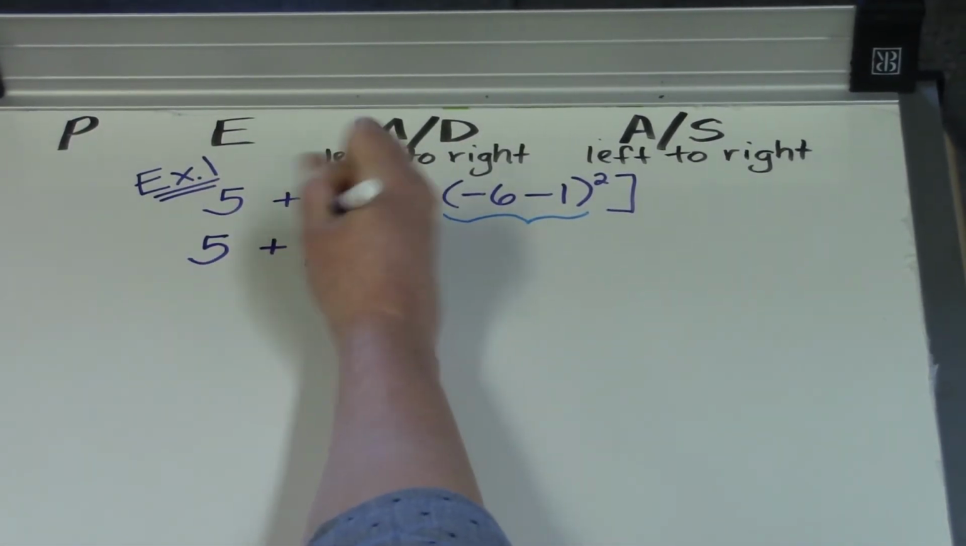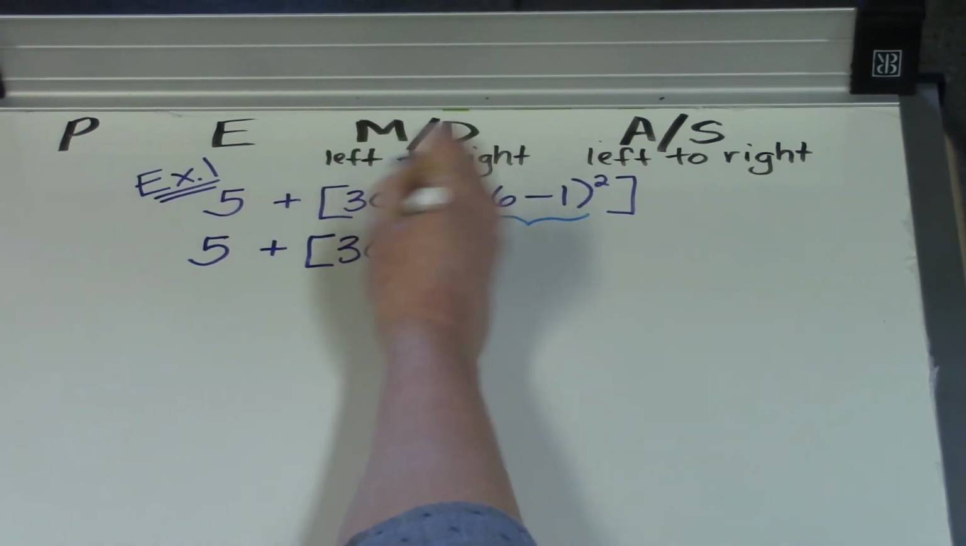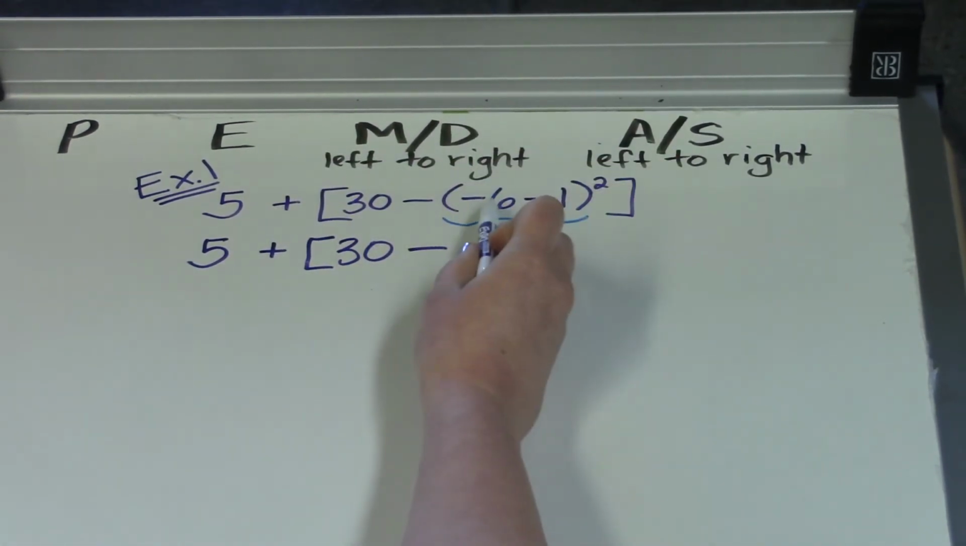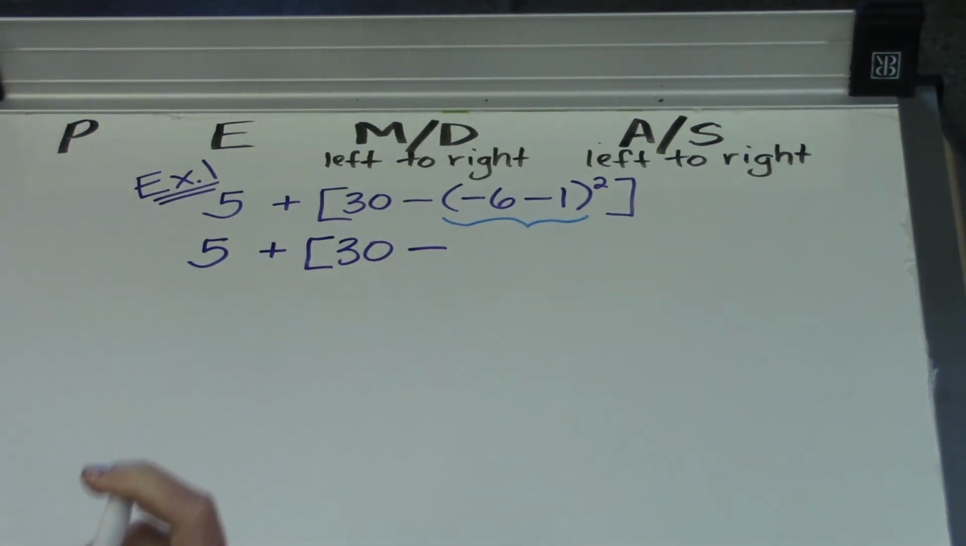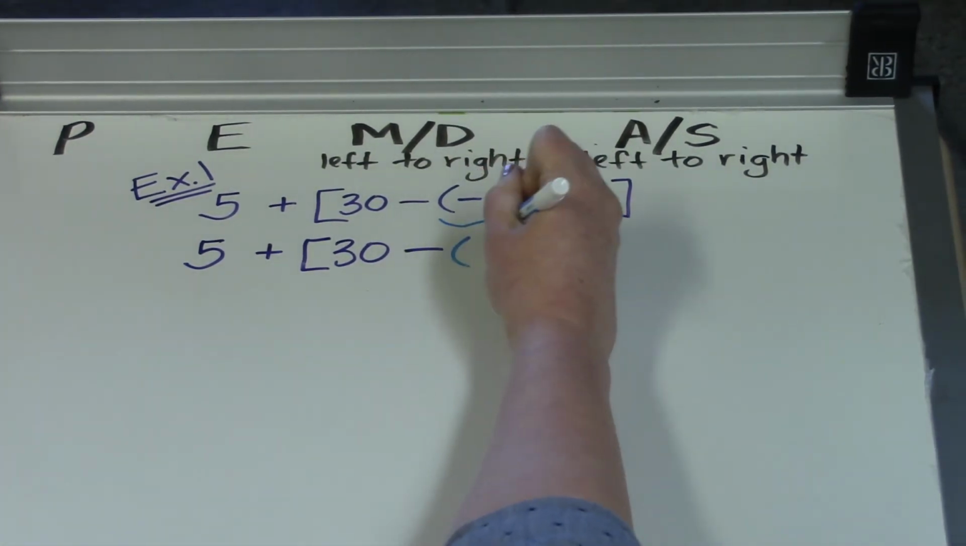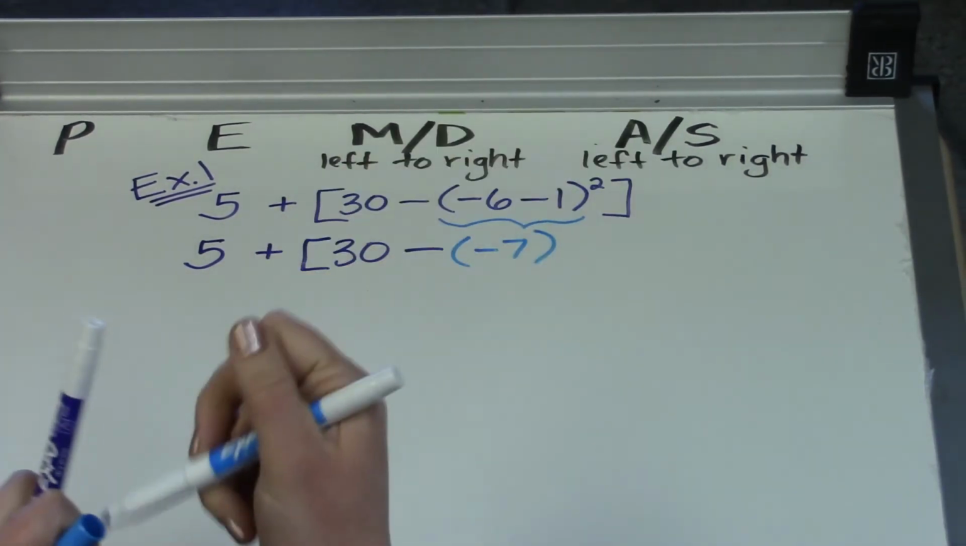So we still have 5 plus the quantity of 30 minus, but now if I combine negative 6 minus 1, that's going to give me a negative 7.